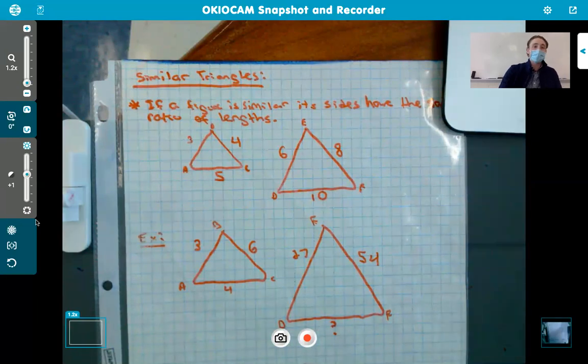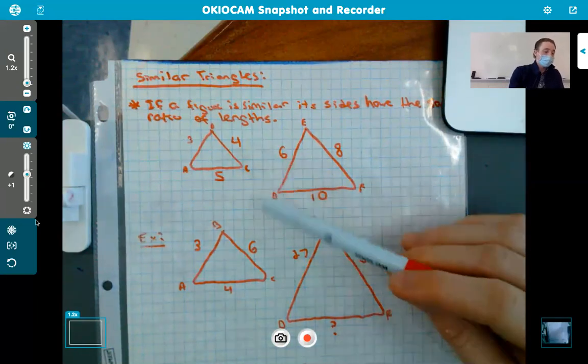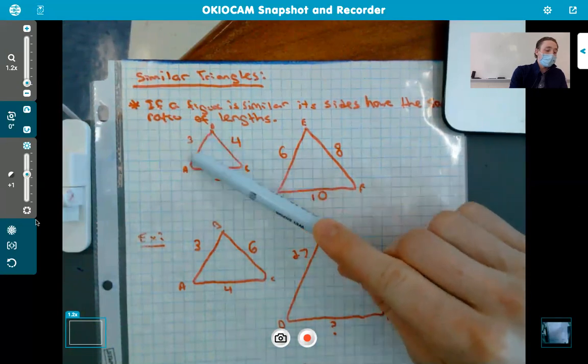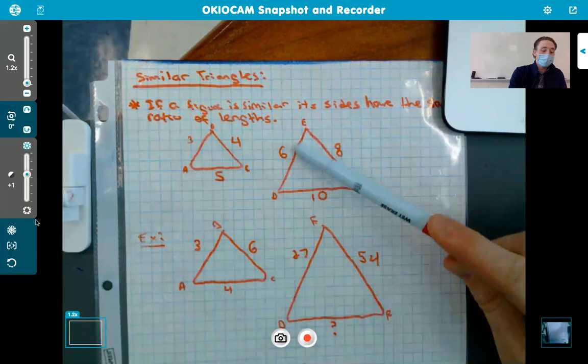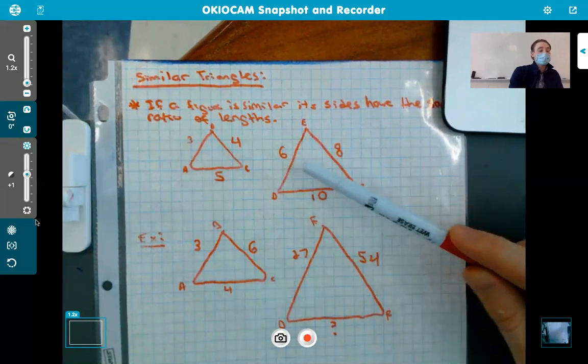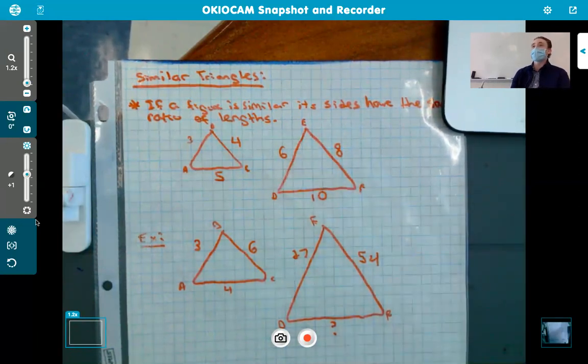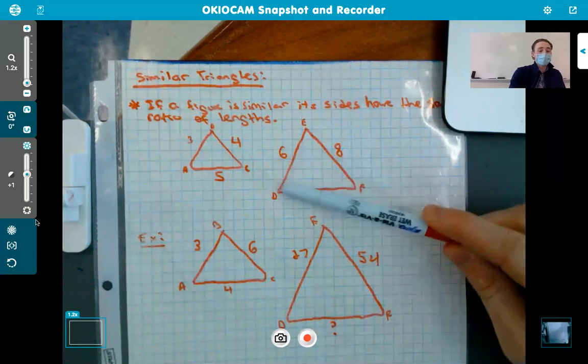So for example, in this first example here, if I look at AB and DE, I have a length of 3 over here, a length of 6 over here. Well, 6 is how many times more than 3? What would I multiply 3 by to get to 6? 2, right? So it's 2 times the length.